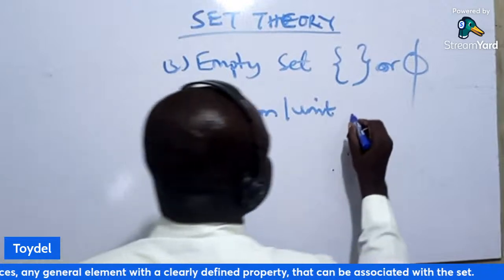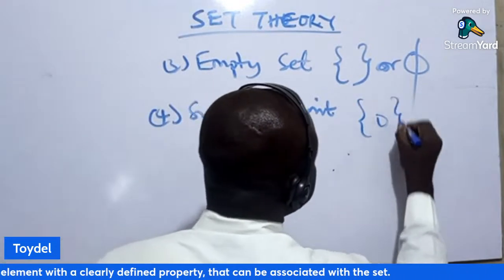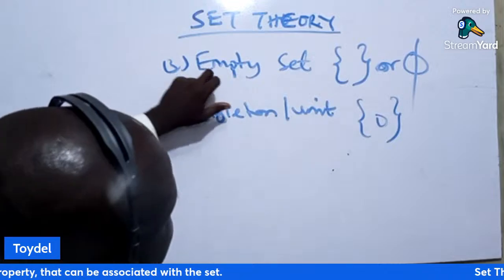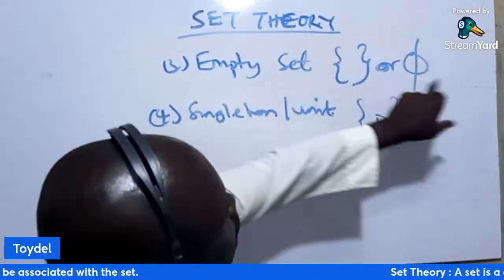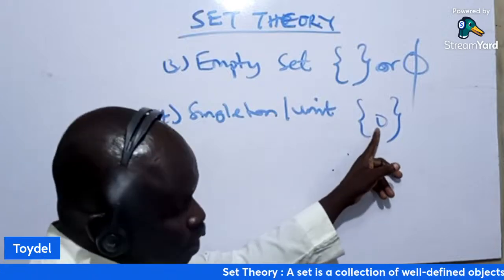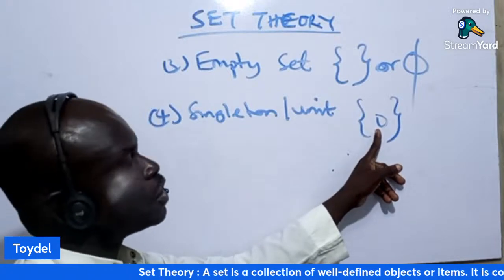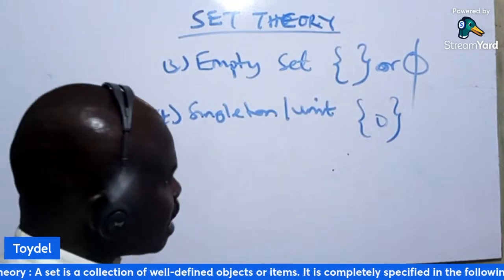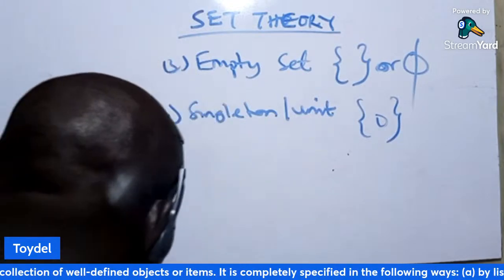If a set has only one element, there is a difference between this and this. In the case of an empty set, you denote it as this or phi. But in the case of a singleton set or unit set, it has one element, zero, or you can call it O. So this is different from this. They are not the same set. Empty set, no element. Singleton set, just one element.